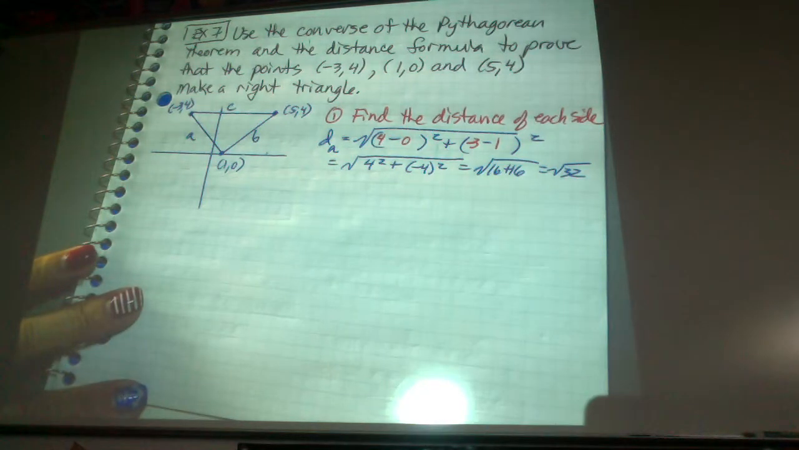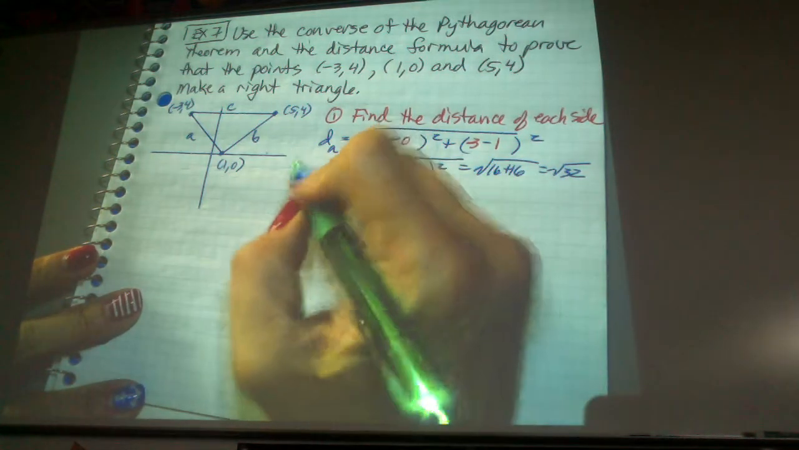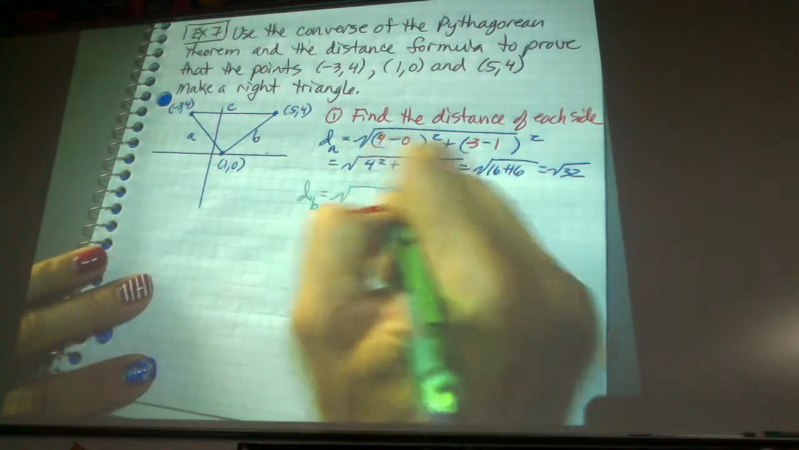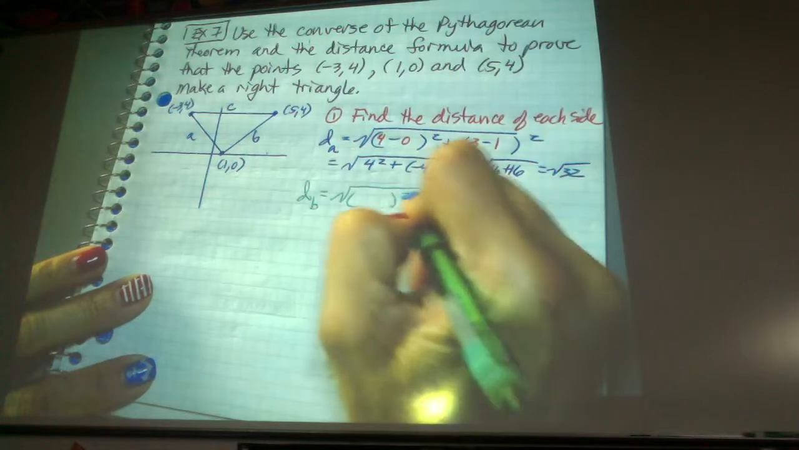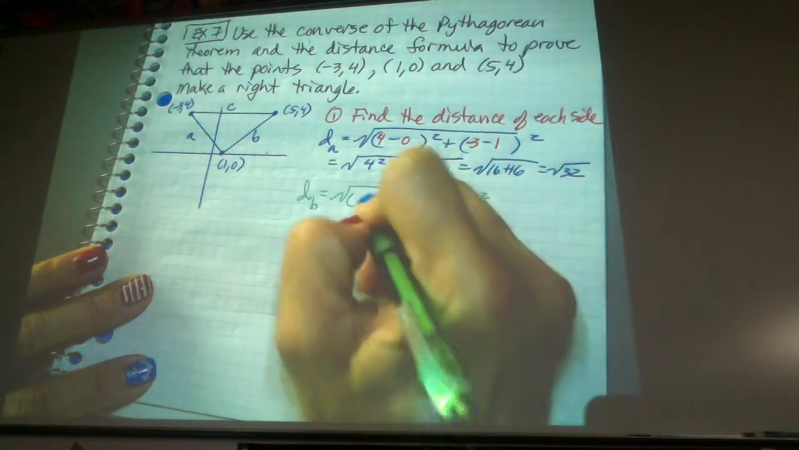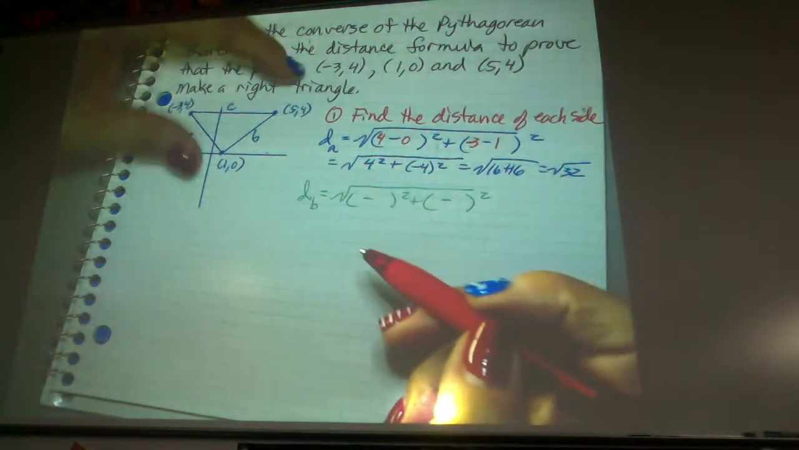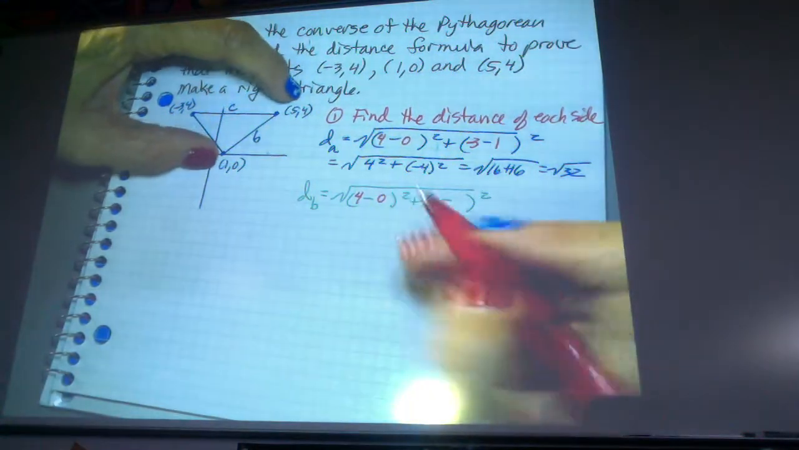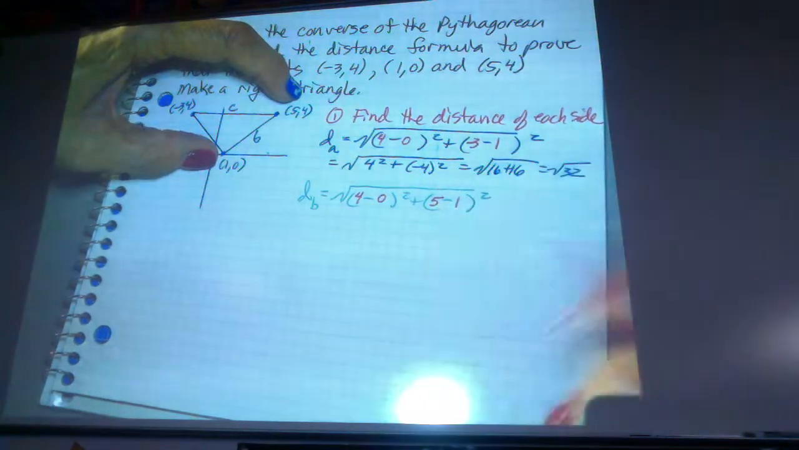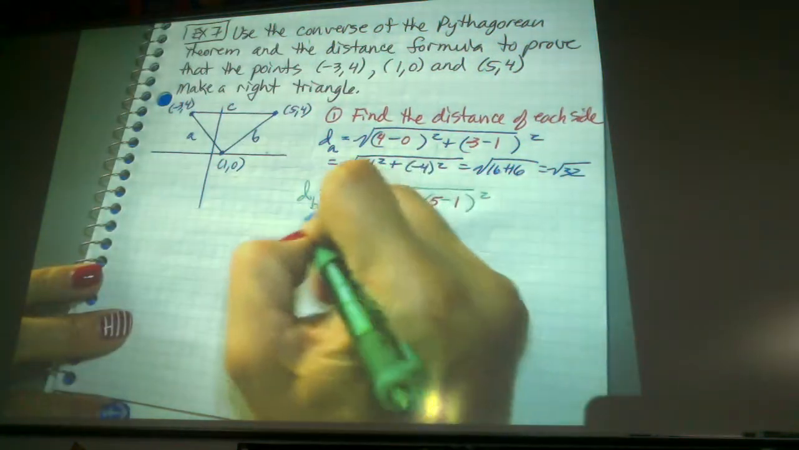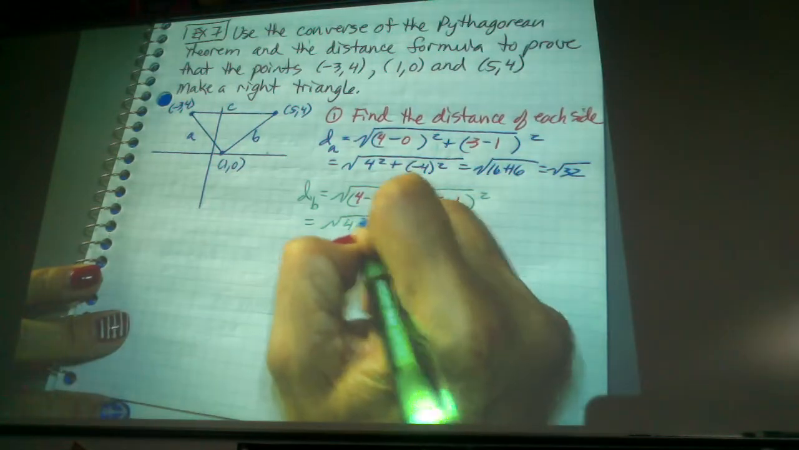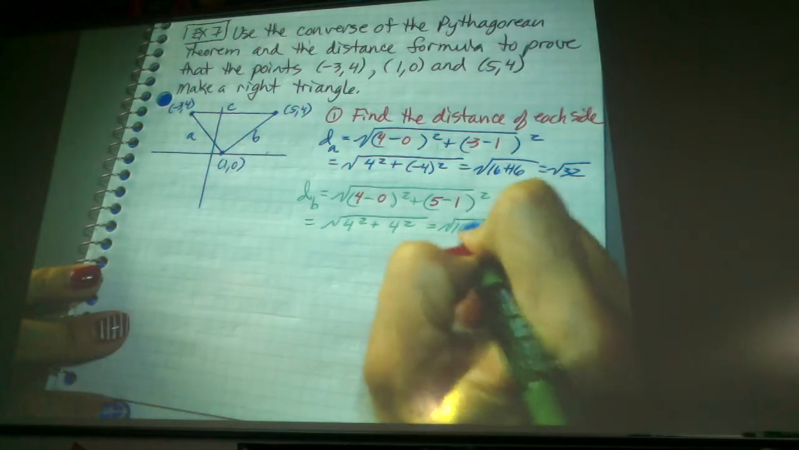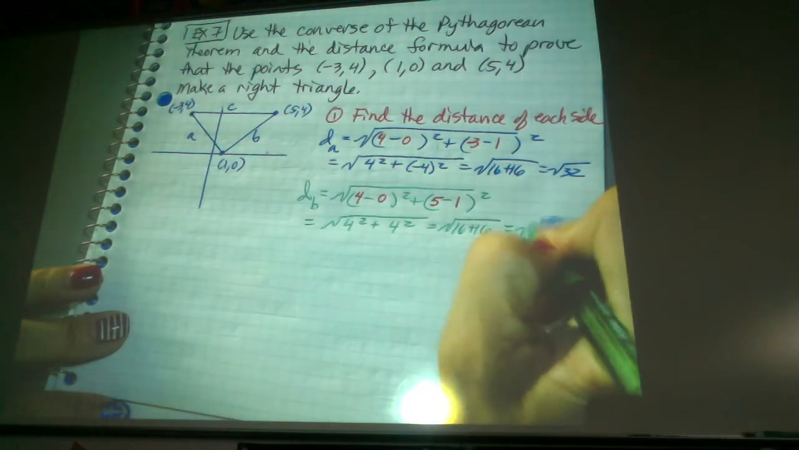Then I'm going to find the length of side B, the distance of side B right here. I'm going to put my y's in. My y's are 4 and 0. My x's are 5 and 1. So I get 4 squared plus 5 minus 1 is 4, 4 squared, which equals 16 plus 16, which equals the square root of 32.